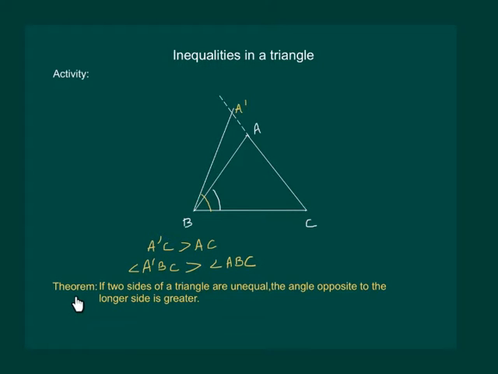We can prove this theorem by constructing a triangle whose sides are all of different lengths and measuring the sides and the angles, and we will be able to observe that the side opposite to the greater angle will be greater, or in other words we can also say that the angle opposite to the longer side will be greater.